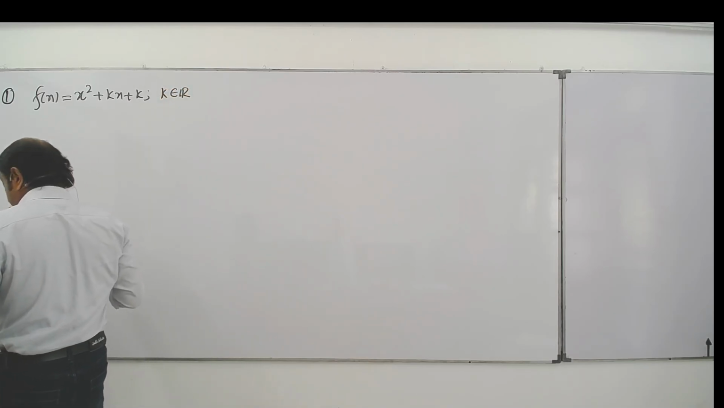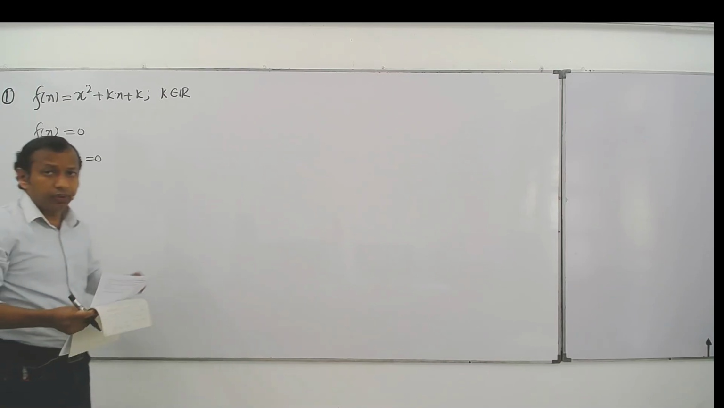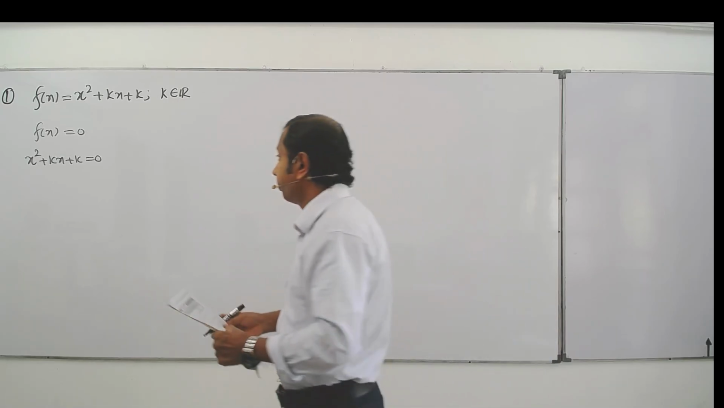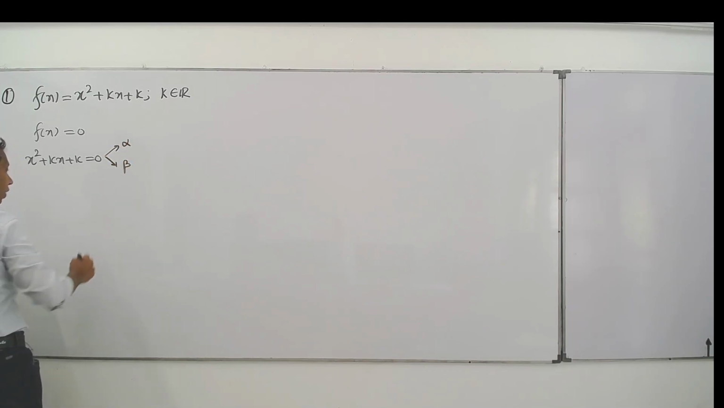Alpha and beta are the roots of f(x) = 0. f(x) equals 0 means x squared plus kx plus k equals 0. Now this is a quadratic equation, no? In that quadratic equation, the two roots are given as alpha and beta, right? We are asked to show that alpha plus beta is minus k and alpha beta is k.